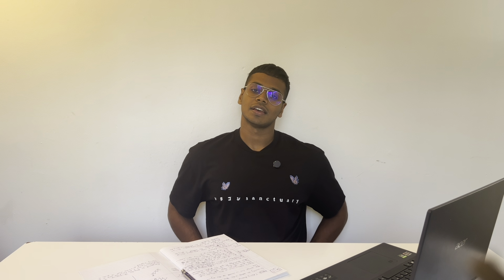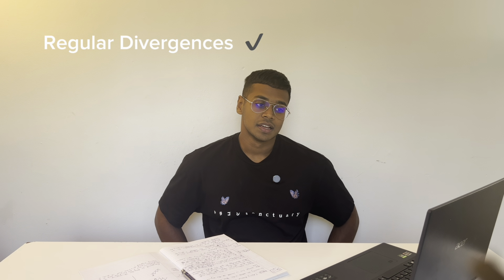If you have been following along, yesterday we talked about divergences, specifically regular divergences. We went through bullish and bearish examples, and I showed you how to spot them on the RSI indicator. Today, as promised, I'm going to get into something a bit more advanced called irregular divergences.